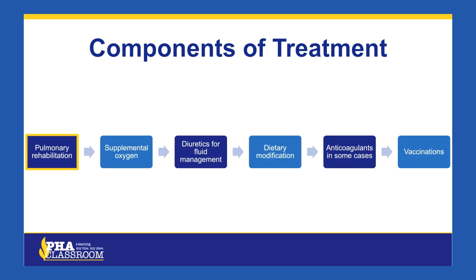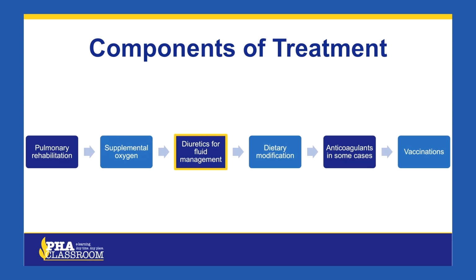There's a number of components of treatment outside of medications that are worth mentioning. Pulmonary rehabilitation can be useful in terms of helping patients gain exercise capacity and improving their quality of life. So that's an organized exercise class that patients can attend. If patients have drops in their oxygen level at rest or with movement, supplemental oxygen can be helpful in correcting that and can improve patients' quality of life and functional status.